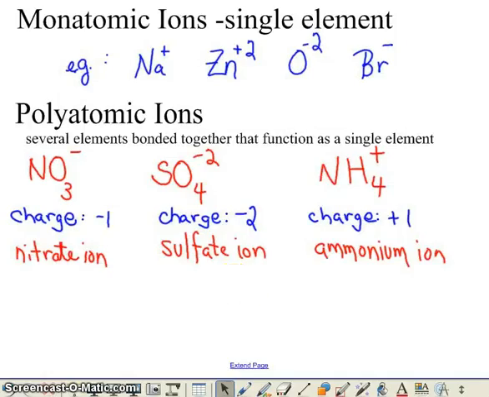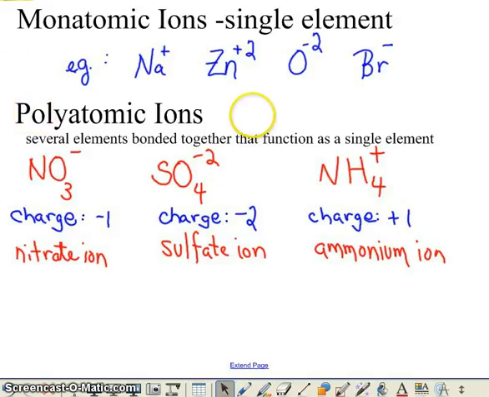Okay, a couple other things just to review. Monatomic, of course, means one atom ions. Here are three different examples: sodium, zinc, oxide, and bromide ions. They have a variety of charges. What's different is these type of ions called polyatomic ions.